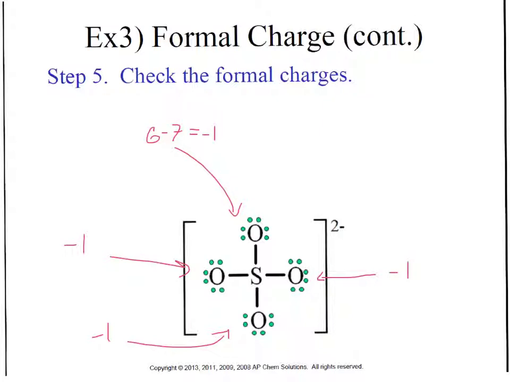Let's check out the sulfur, too. The sulfur has 6 normally, and it's got 4 bonded, so 6 minus 4, that is +2. Oh gosh, so if we sum this up, nah, that's not going to work, you guys. So even though this looks correct, formal charge tells us this structure is not likely to occur.